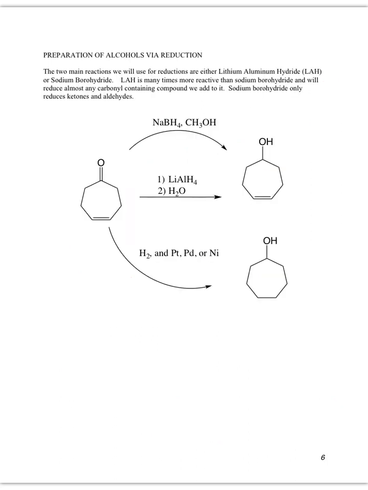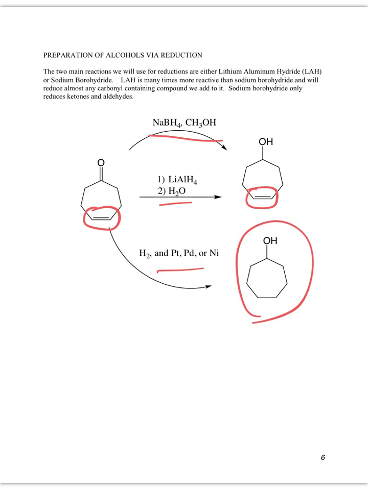So, preparation of alcohols via the reduction of carbonyls. Sodium borohydride reduces ketones and aldehydes. Lithium aluminum hydride reduces ketones, aldehydes, esters, and acids and amides, everything. Okay? And then hydrogen and platinum, palladium, and nickel reduces both the carbonyl and the alkene. So that gives us the saturated alcohol, whereas LAH and sodium borohydride do not touch the alkene. They only reduce the carbonyl.